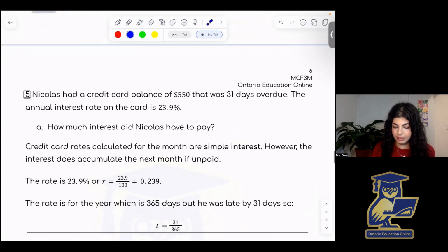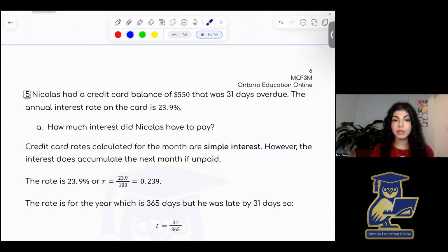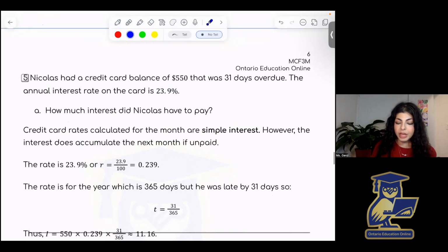And this is our last example. So Nicholas had a credit card balance of $550 that was 31 days overdue. The annual interest rate on the card is 23.9%. And if you have gotten a credit card or if you've looked at credit cards, you will see the rates are pretty much really close to this. And so, of course, that's why it's always suggested when you're getting credit cards to exercise caution, make sure you're paying on time because if that interest is applied, you're paying a lot of money. So here we're asked how much interest did Nicholas have to pay.